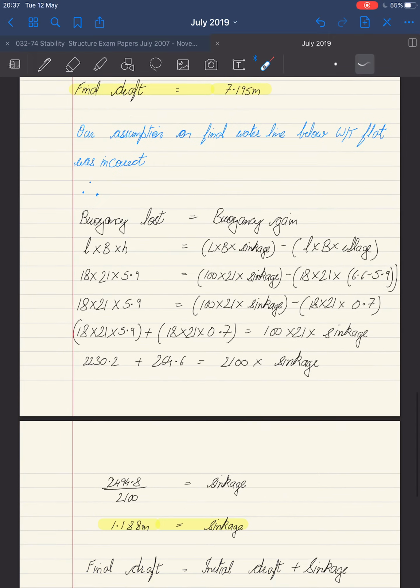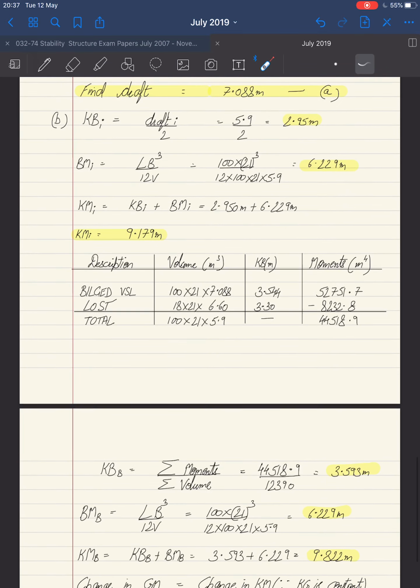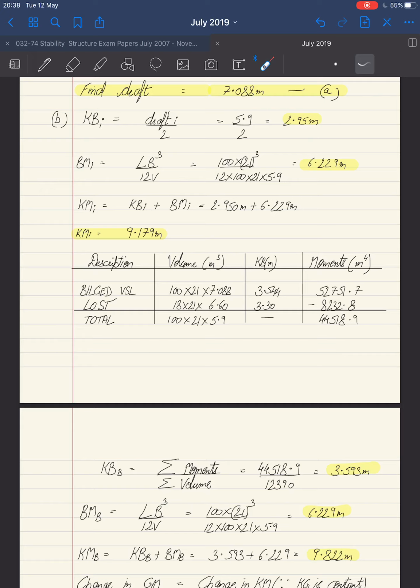So let's go back to our tables. So we have made the following columns, which are description, volume in meter cube, KB in meters, and moments, which is meter to the power of 4, because we get it by multiplying meter cube times meter, which is meter to the power of 4.